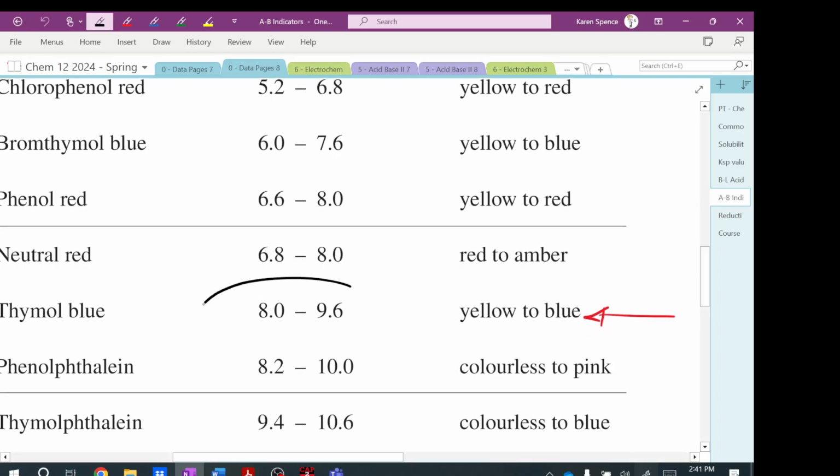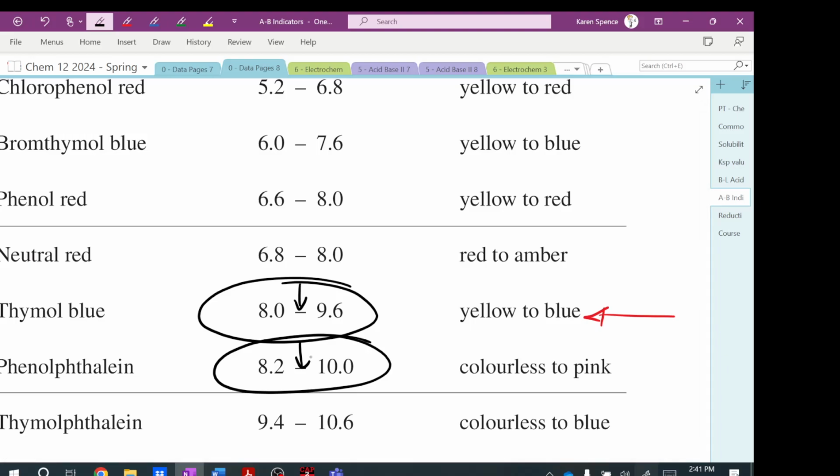I would say that one looks pretty good. So either thymol blue or phenolphthalein. Yeah, you just want the value in the middle to be close to 8.7. So either of those would do nicely, okay?